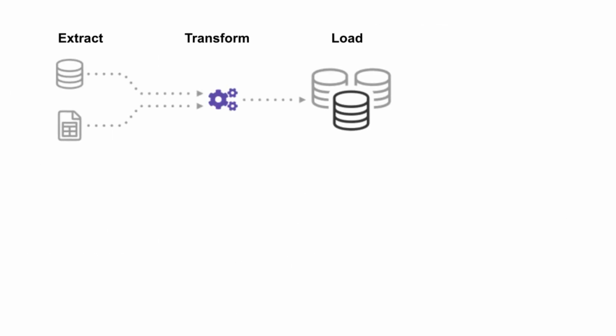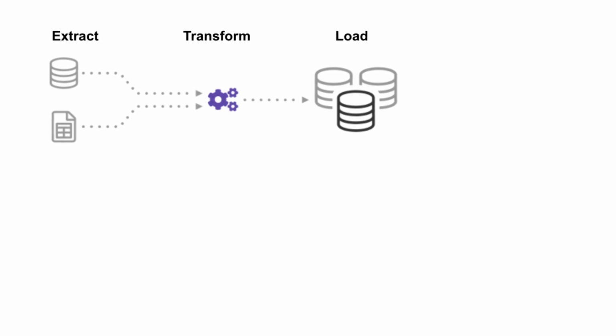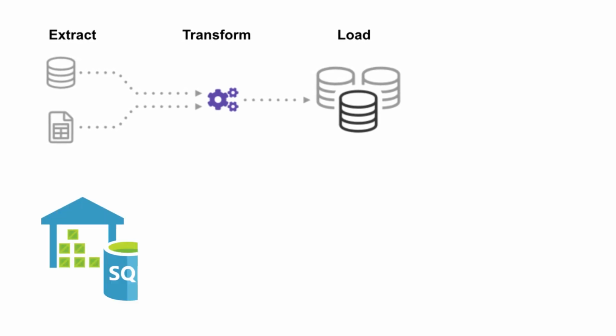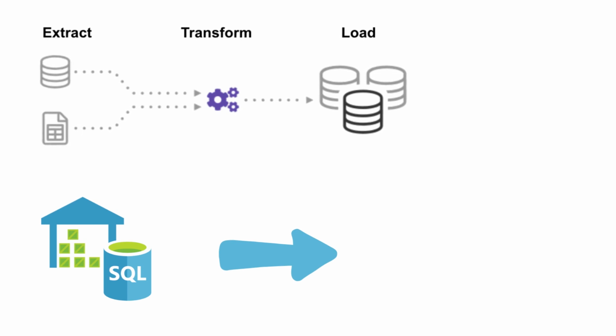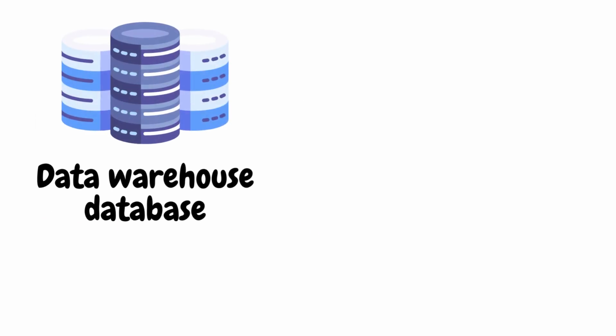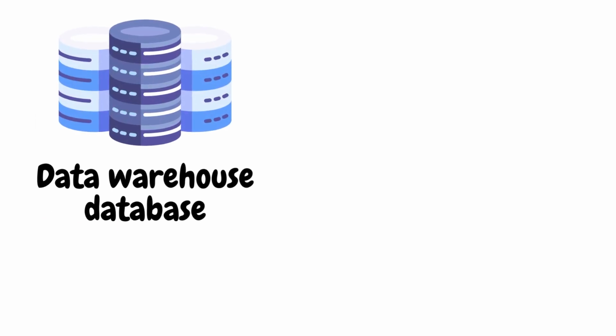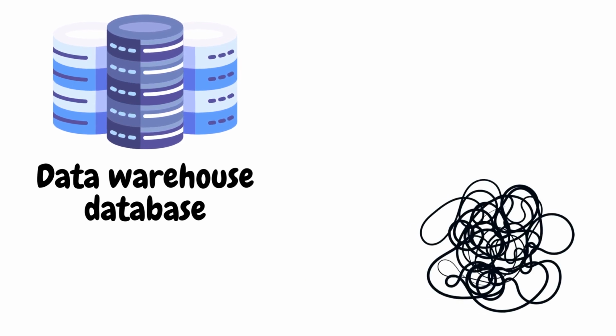ETL: extract, transform, load processes. These are the processes that are used to extract data from source systems, transform it into a format that can be used by the data warehouse, and load it into the data warehouse. Data warehouse database. This is the database where the data is stored. It's designed to support complex queries and reporting.